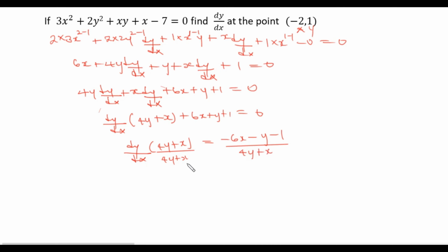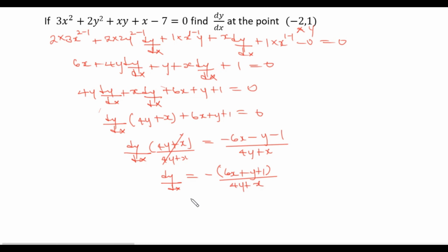So we have this cancelling this, and we are left with dy/dx equal to, factorizing the negative sign out, minus, open the brackets. If the minus sign is out, this becomes positive: 6x plus y plus 1. You expand the bracket again and you get the same thing, all over 4y plus x.